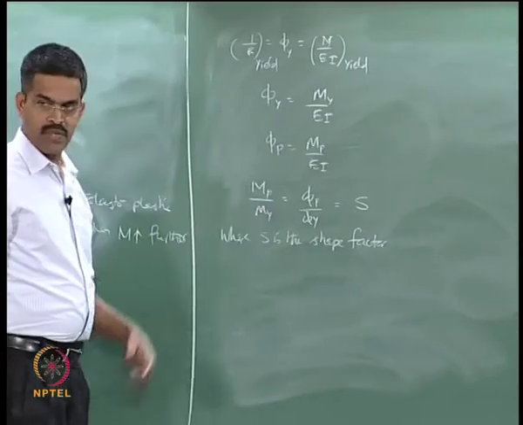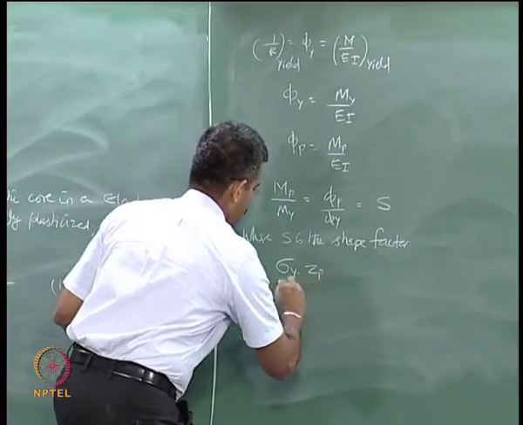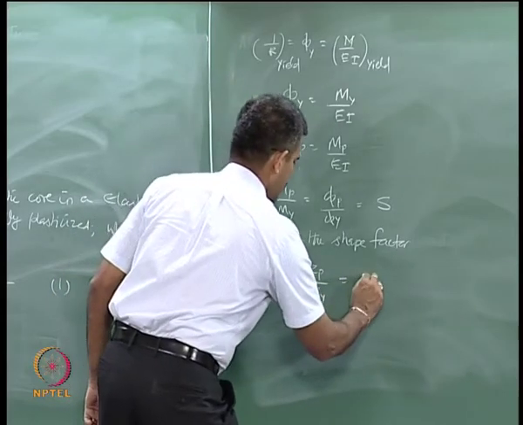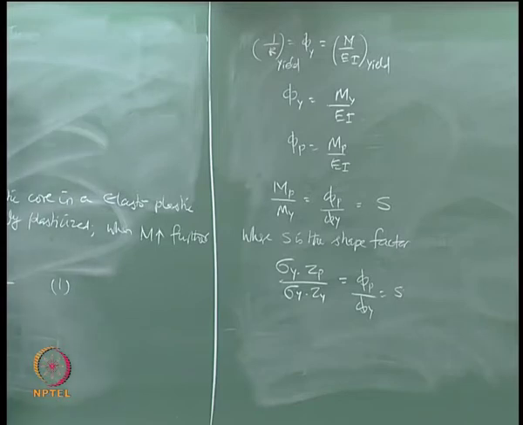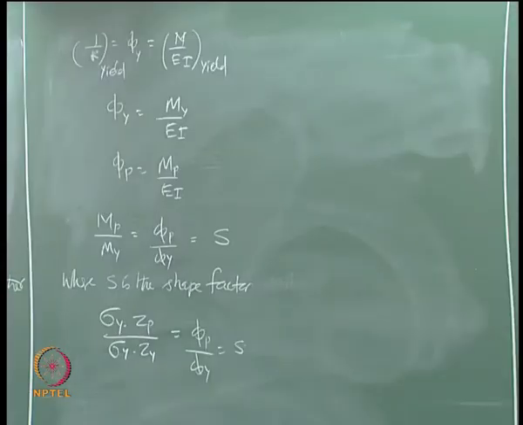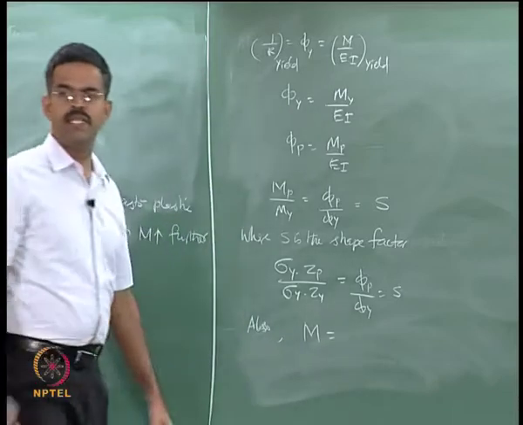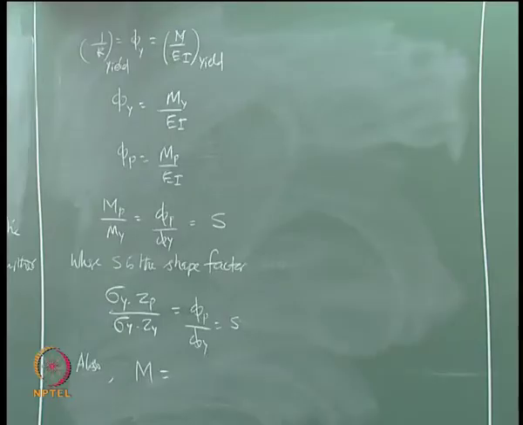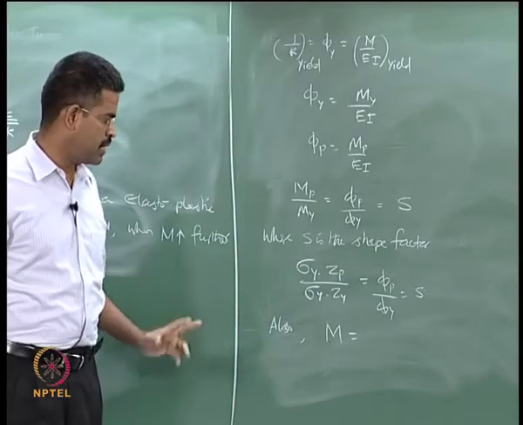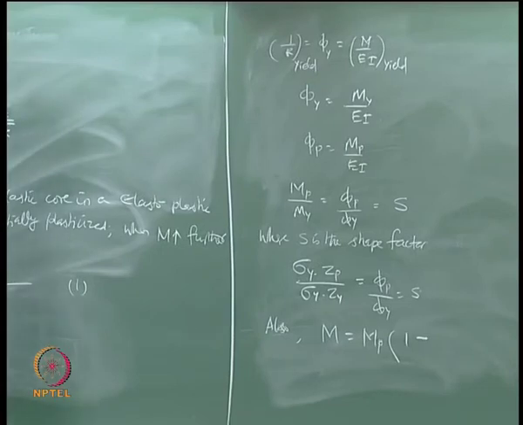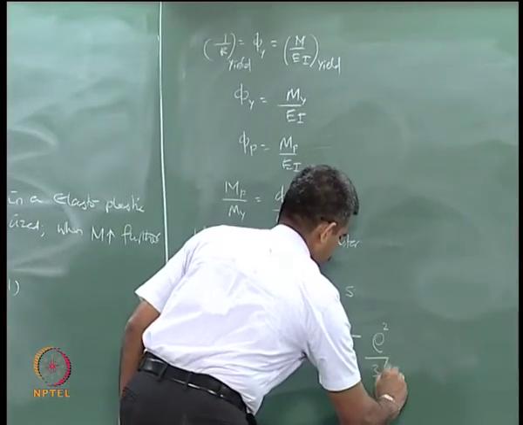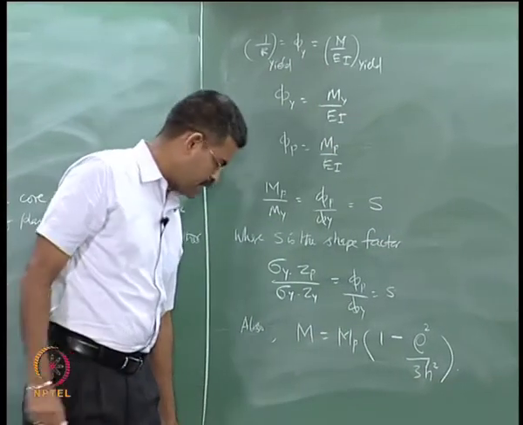Let us expand the left hand side of this equation. We know this is going to be equal to sigma y Z p by sigma y Z y, which is phi p by phi y. Also, we already saw that moment at any section can be traced with the depth of the elastic core in a given elastoplastic section by a classical expression which we saw yesterday. This expression we have already derived yesterday.